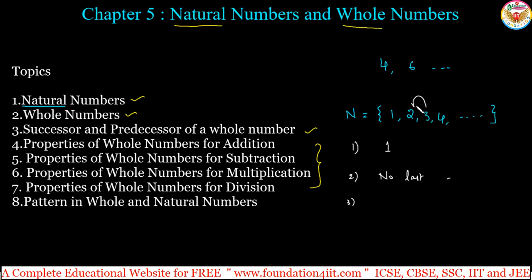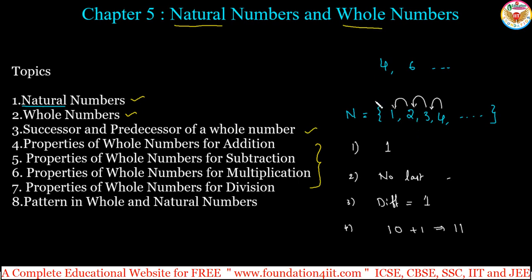And the third point is the difference between natural numbers is 1. 3 minus 2 is 1. 4 minus 3 is 1. 2 minus 1 is 1. So the difference between consecutive natural numbers is 1. And by adding 1 to any number, we'll get the next number. For example, if you take 10, by adding 1 to this 10 we'll get the next number. By adding 1 to any natural number, its next natural number is obtained. These are the basic properties of natural numbers.